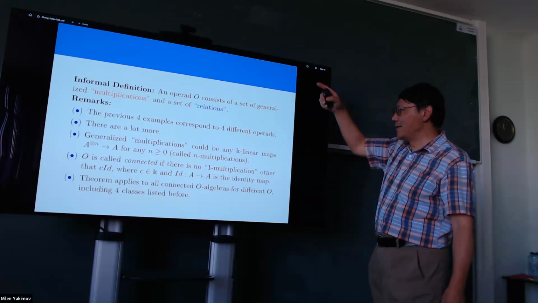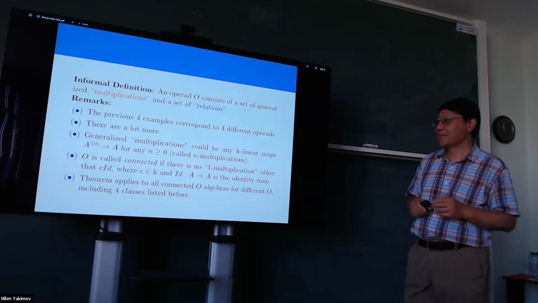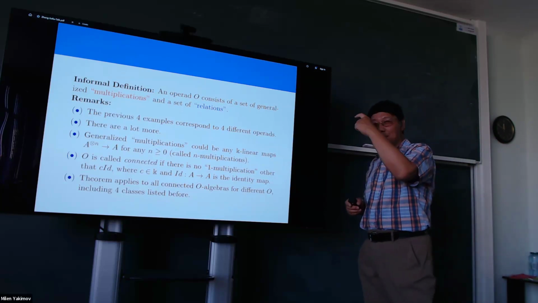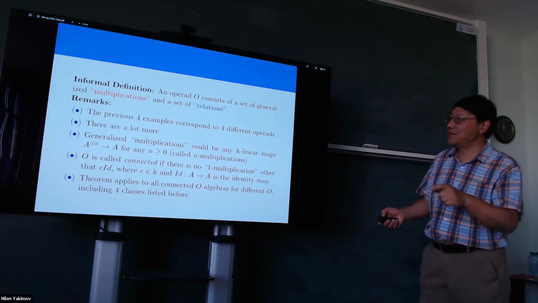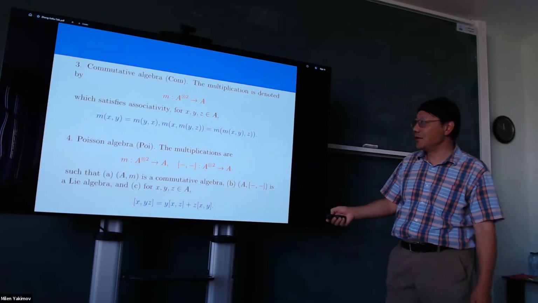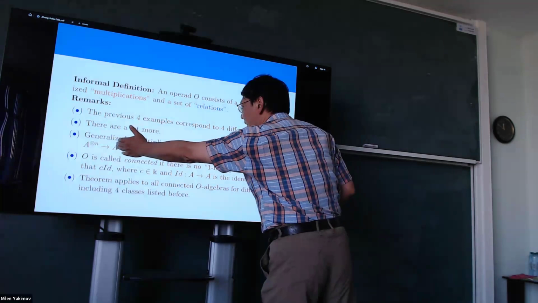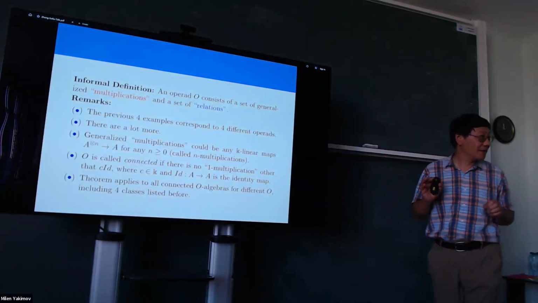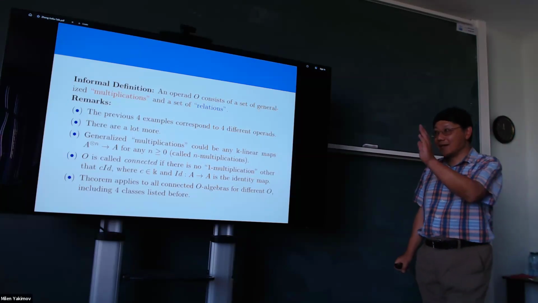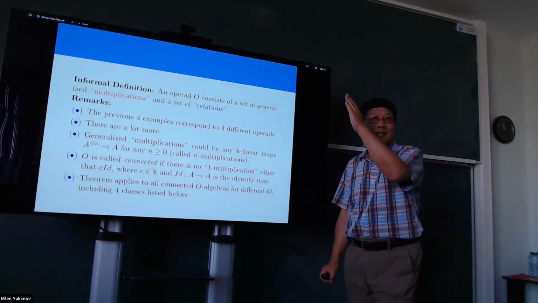The examples I gave were four different operads. There are a lot more. All the multiplications in the previous examples are from A tensor 2 to A. But in general, a multiplication can be from A tensor n to A for any number n. So this is a generalized multiplication. Even n equals 0 is possible. If n equals 0, this is just K to A. This is kind of the unit part.